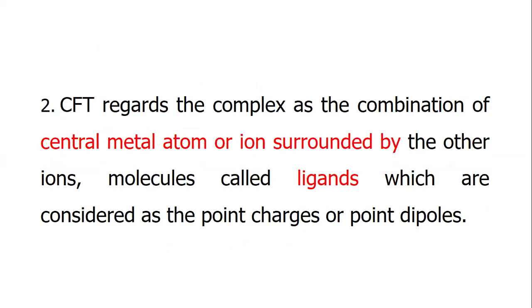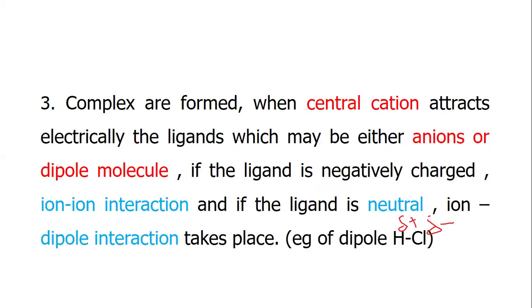Crystal field theory regards the complex as the combination of a central metal atom or ion surrounded by other ions or molecules called ligands, which are considered as point charges or point dipoles. Complexes are formed when the central cation electrically attracts the ligands, which may be either anions or dipole molecules. If the ligand is negatively charged, ion-ion interaction takes place, and if the ligand is neutral, ion-dipole interaction takes place.